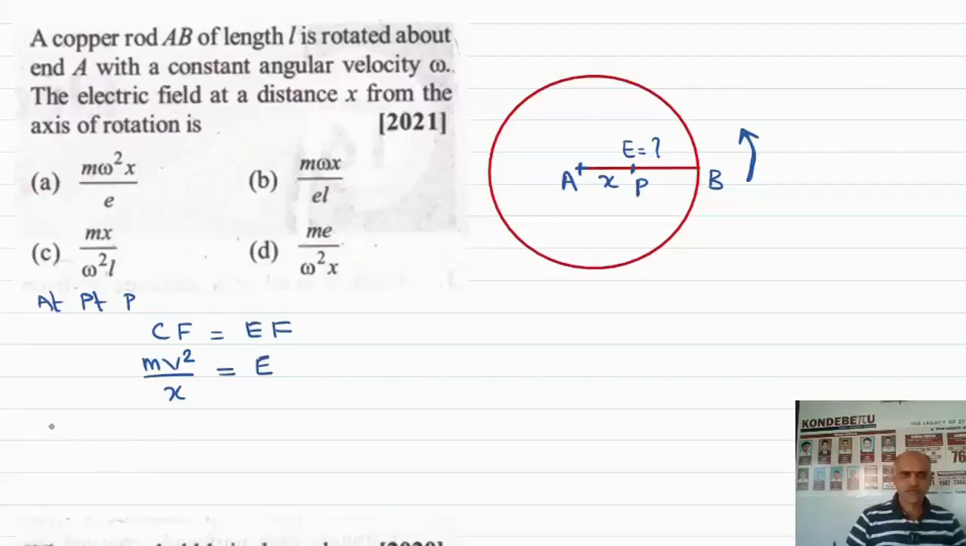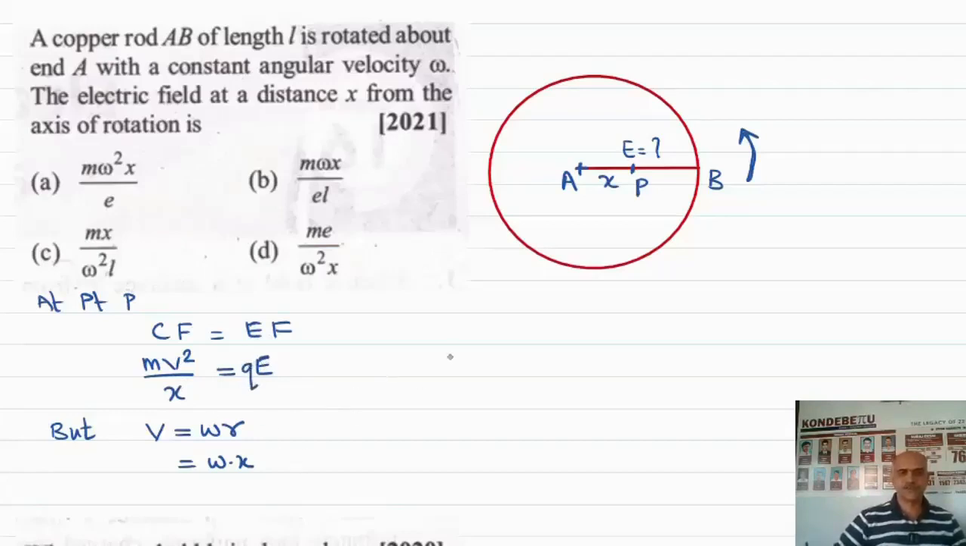Now, from the relation between linear and circular motion, we know that V is equal to omega r, where r is radius. Here r means x, so I can write V as omega into x. So centripetal force is equal to electric force. Electric force is given by Q into E, not just E. It is Q into E.